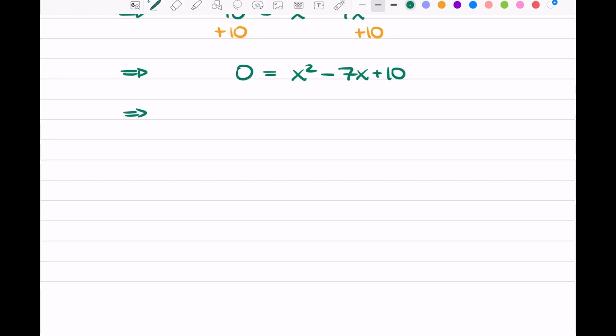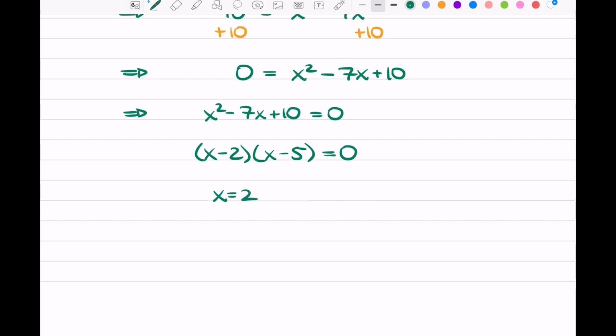If you prefer the 0 on the right side, you can rewrite it. But now we just need to factor that expression. And if we do that, we'll get x minus 2 times x minus 5 equals 0. And this means our x is 2 or 5.